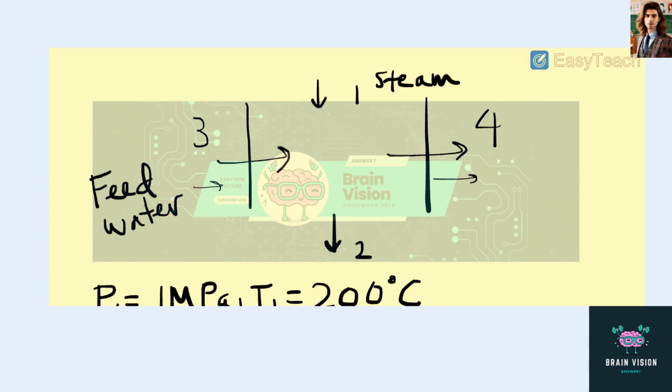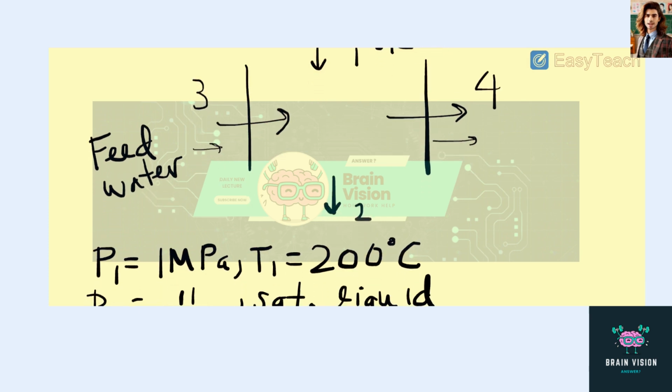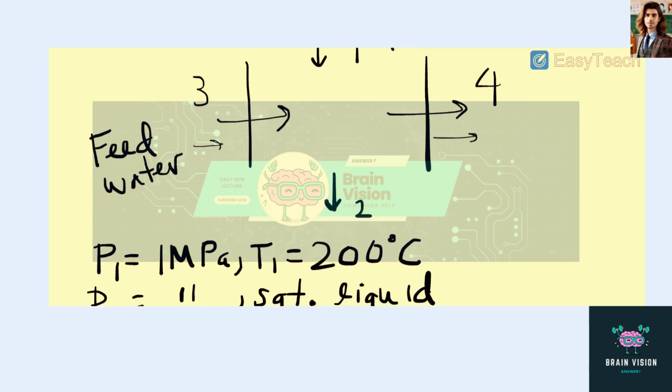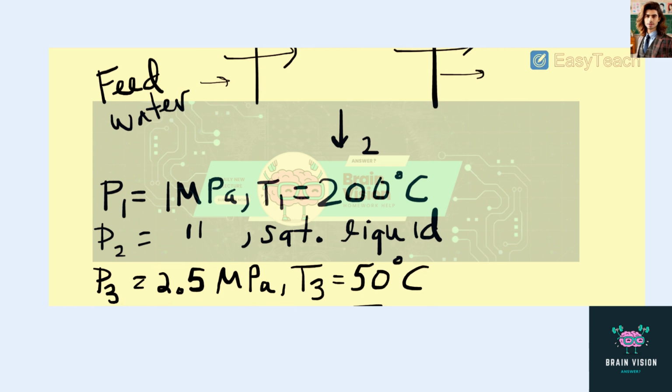Hi everyone, so what we have is a feed water system that is getting heated up by steam. So we have steam going from 1 to 2, and we have feed water going across from 3 to 4. We know that the incoming pressure of the steam is 1 megapascal and the temperature is 200 degrees C. And that steam exits at, again, 1 MPa as saturated liquid.